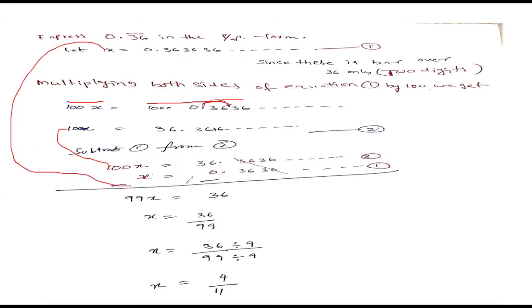So x is equal to 0.3636 and so on. So subtraction means 100 minus 1, 99. Here after decimal points all cancel. So 36, okay. x is equal to 36 by 99. So 9 table cancellation is possible. So 4 by 11. Latisha, done? Yes, sir. Good.